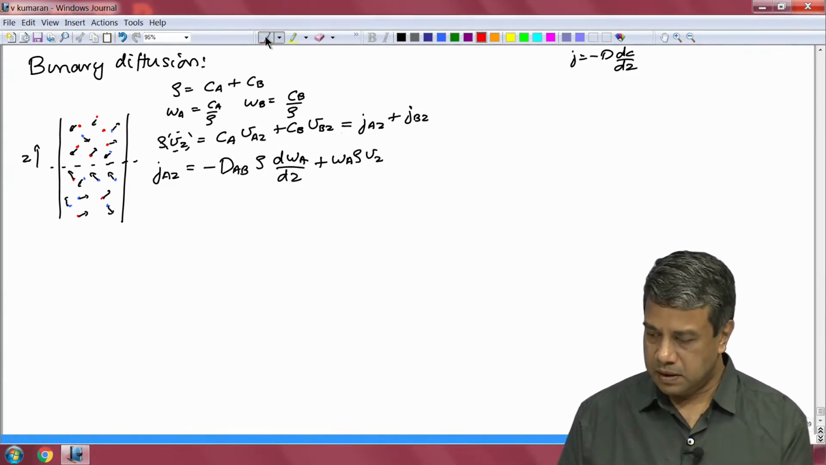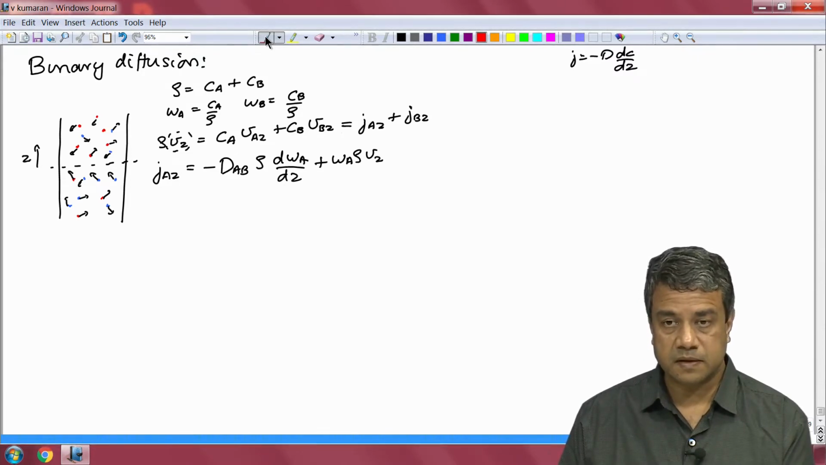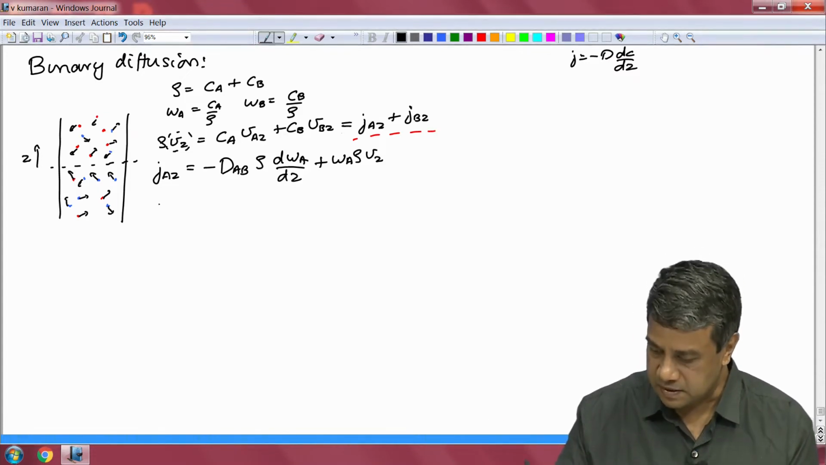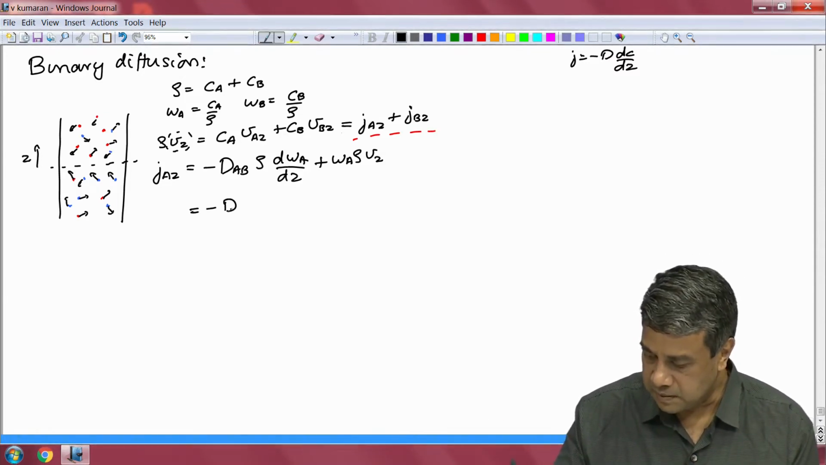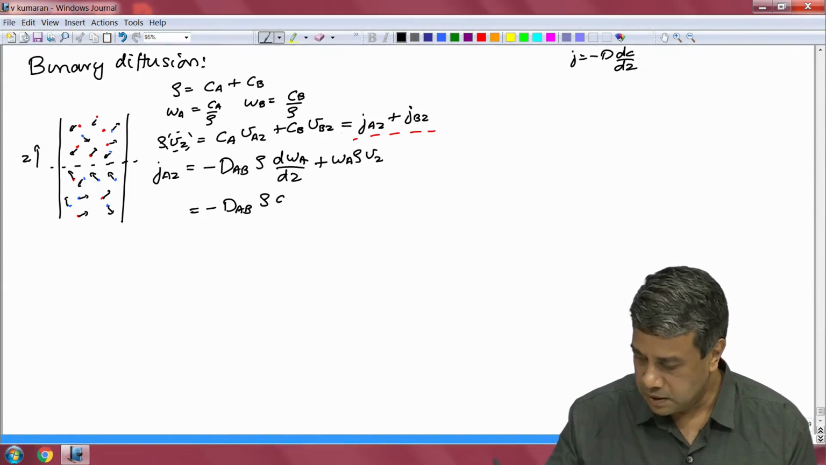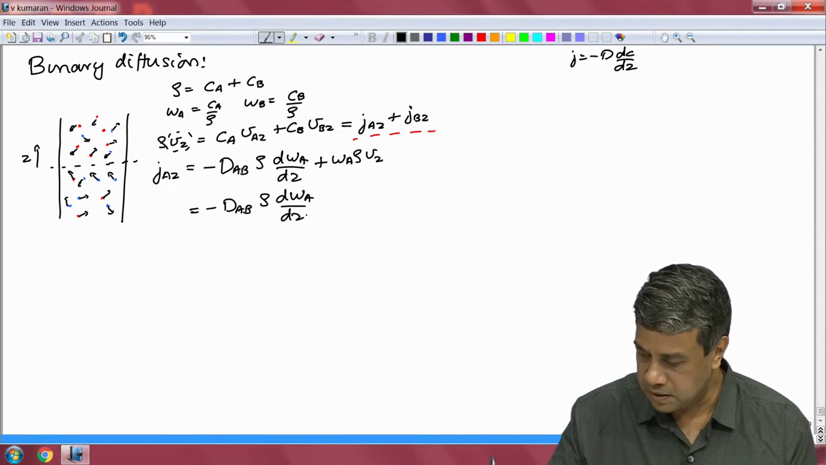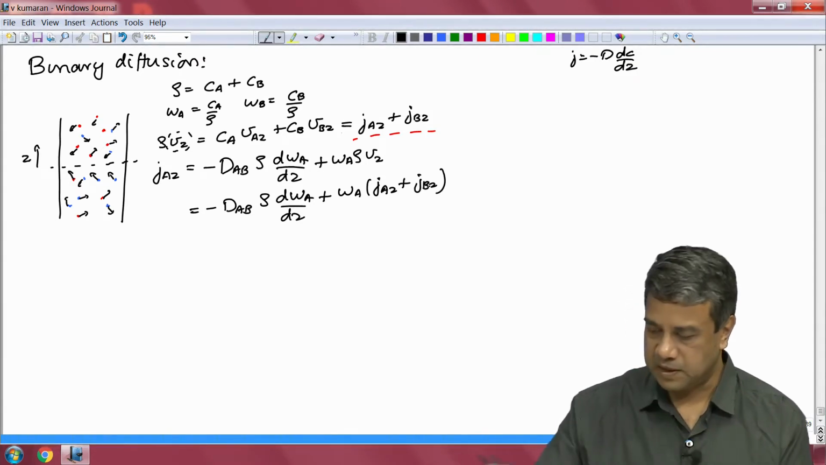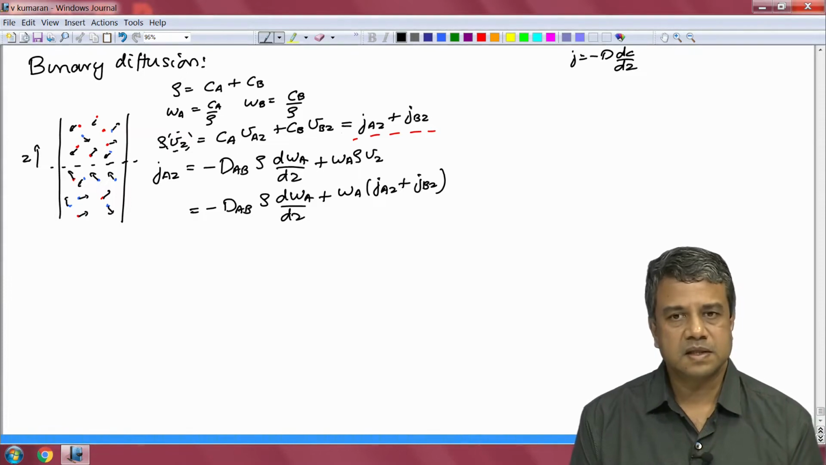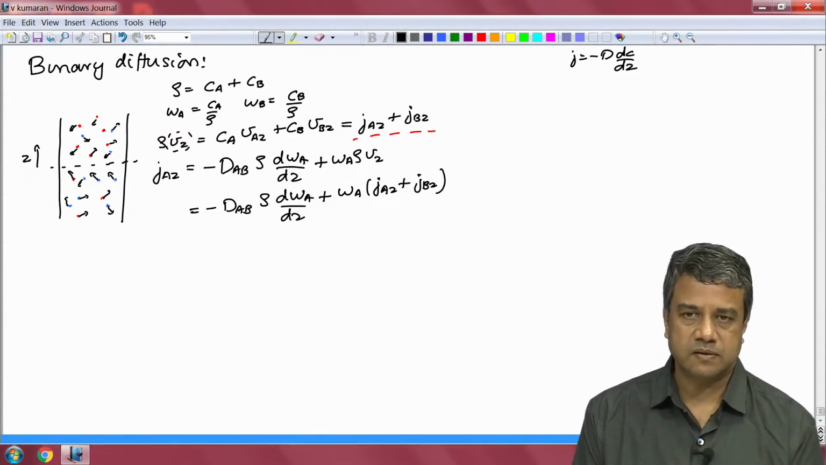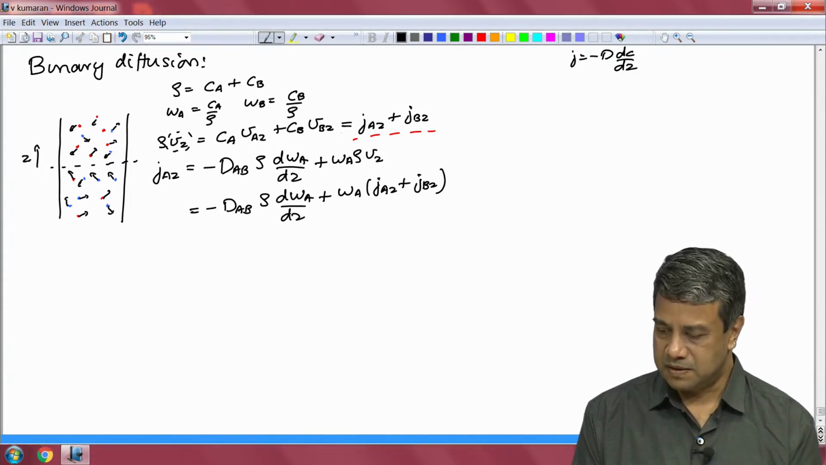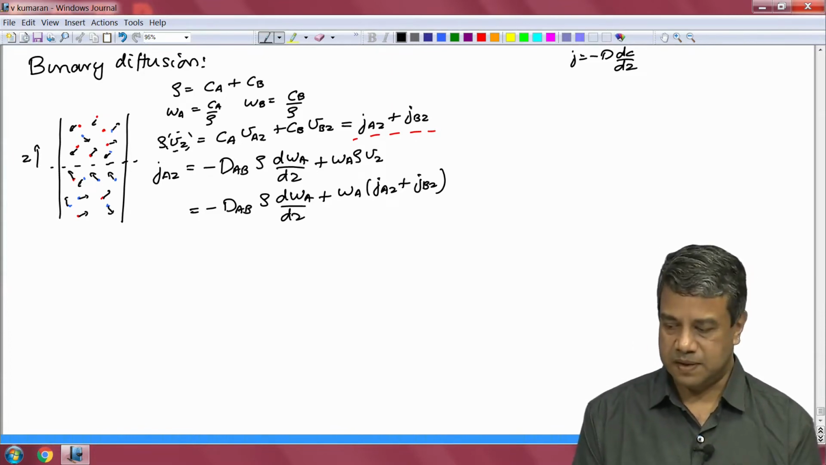And now this rho Vz, I can write it in terms of the fluxes using this relation. So, the flux is equal to minus DAB rho dWA by dz plus WA into (JAZ plus JBZ). You can see that since the center of mass velocity depends upon the fluxes of the two species, this becomes an implicit equation for the fluxes. So, the flux of A depends upon the flux of B and vice versa.